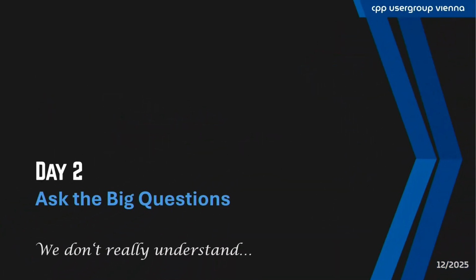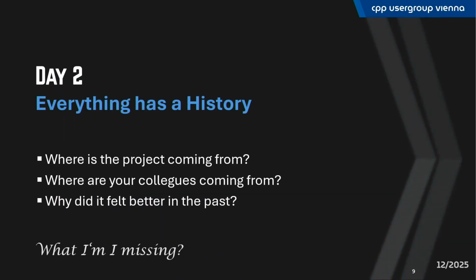Day two, ask the big questions, or we don't really understand. Because everything has a history. Where is the project actually coming from? Typically, you have projects which go longer than you're in this project, or you also don't know where your colleagues are coming from. It makes stuff much easier if you know all that. So draw a map, a mental map, or even document it to know where these things are coming from. Why did it feel better in the past?